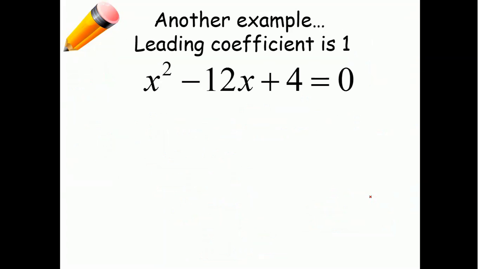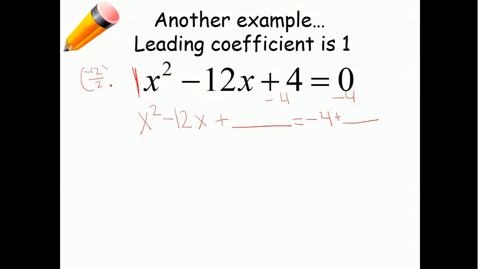Let's try another example. The leading coefficient is 1, aka this is a big 1 in front, okay? Same thing, you're going to want to subtract this over to the other side, to make room for your blank. Now let's find what blank is. So that would be negative 12 divided by 2, squared. Well, negative 12 divided by 2 is negative 6. Negative 6 squared is 36.